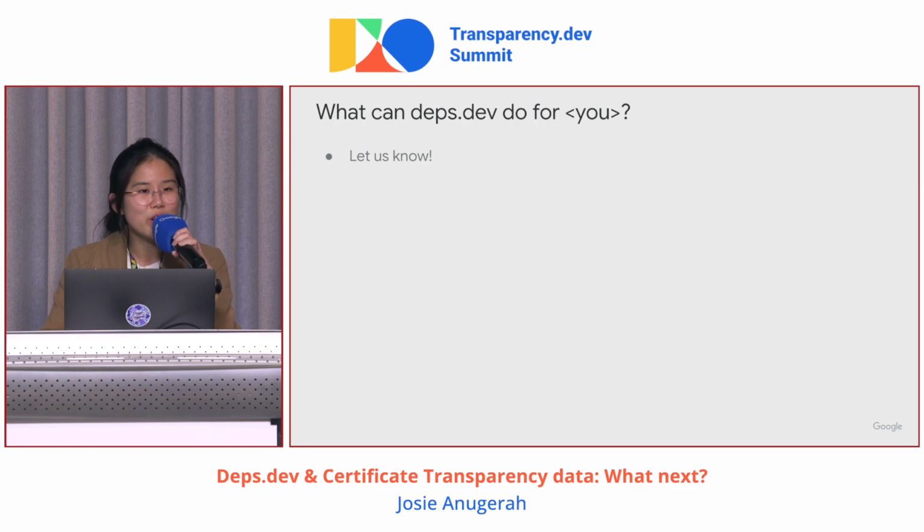And let us know, what can Deps.dev do for you? Are there any indexes on CT data that you would like, specific access patterns, use cases you would like solved? Letting us know tells us where to focus our efforts.